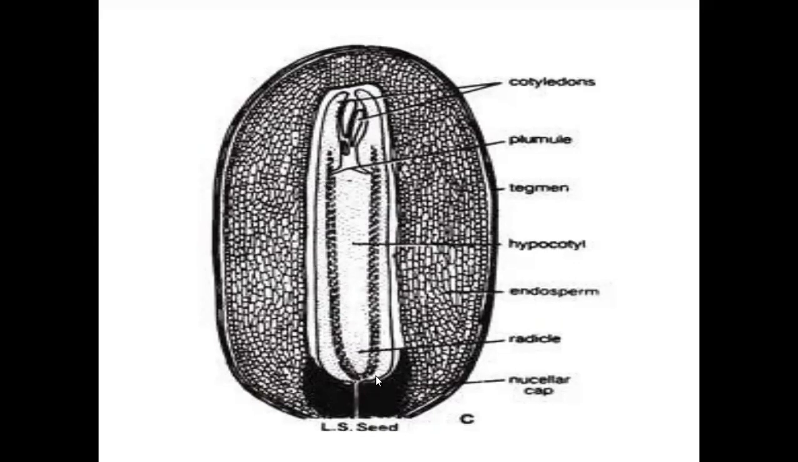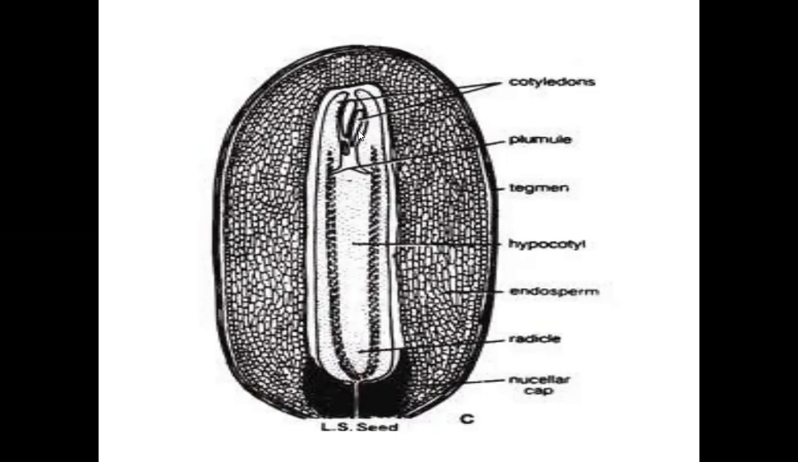In the hypocotyl, the root part is present. The root part is called radicle. The radicle, or root part, is present in the lower part of the embryo called hypocotyl, and the upper part is called epicotyl. In this epicotyl, the plumule is present. Plumule means shoot apex.